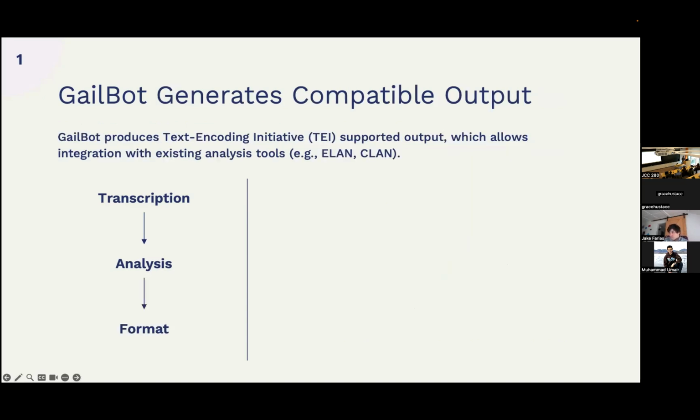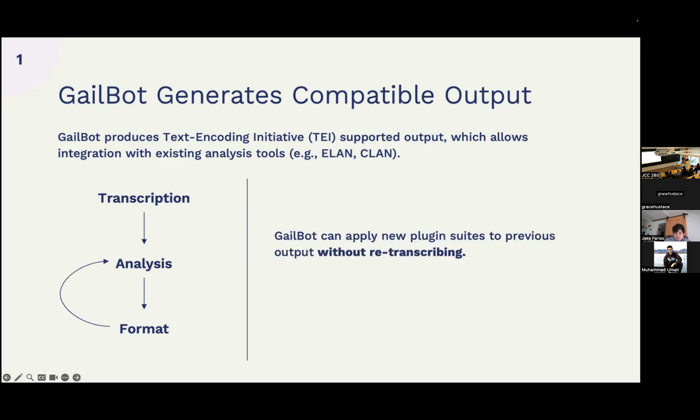So the output of Gilbot is text encoding initiative compatible, which means that we can use the Gilbot output with existing tools that we have, like CLAN and ELAN, for further analysis. Another benefit of doing this is, let's say I ran an analysis using a particular plugin suite, and then I developed a new plugin suite and I wanted to run a whole corpus again. In that case, I don't actually have to retranscribe everything. I can directly run the analysis, and that makes the whole process very efficient.